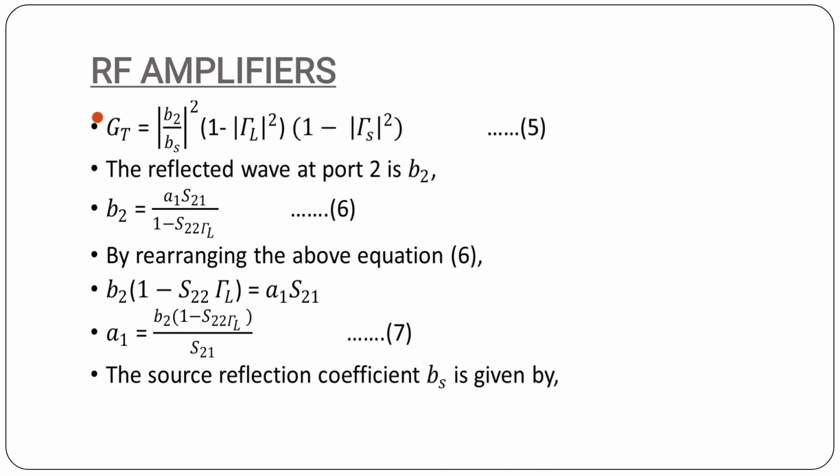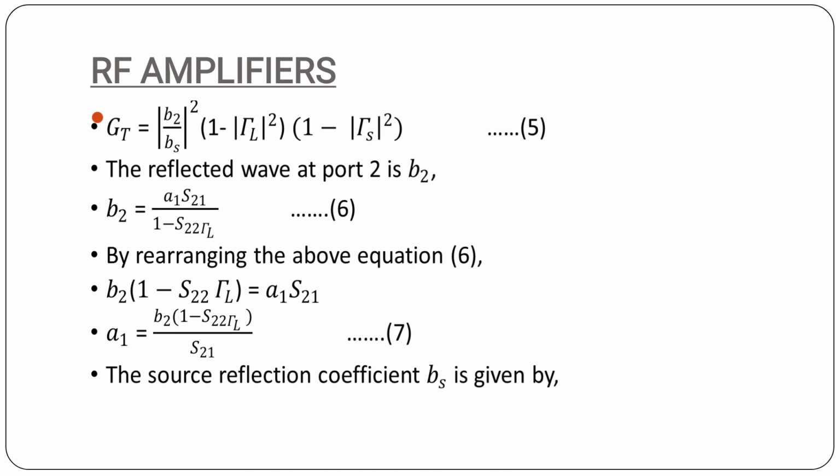GT can also be written as |B2 by Bs|² (1 − |ΓL|²) into (1 − |ΓS|²). The reflected wave at port 2 is B2 equal to A1 S21 by (1 − S22 ΓL). By rearranging the equation you will get A1 equal to B2 into (1 − S22 ΓL) by S21.